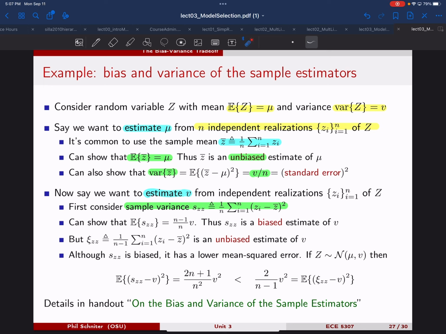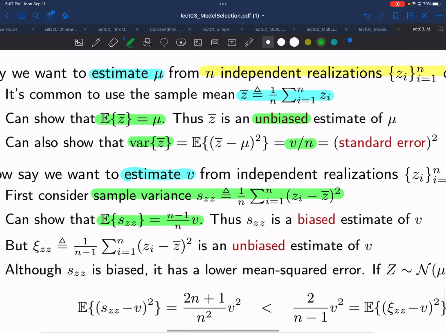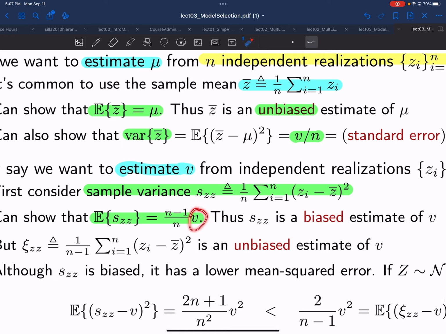So, we have this estimate now of V. Is it going to be perfect? No, definitely not perfect. Next question, is it at least unbiased? Is it at least on average correct? Unfortunately, it is not. When you look at the average value of S_ZZ, it's a little bit less than the true V. It's what we call asymptotically unbiased, in that as n goes to infinity, it eventually catches up and is true. But for any finite number n, it's going to be a little bit less. So this is a biased estimator.